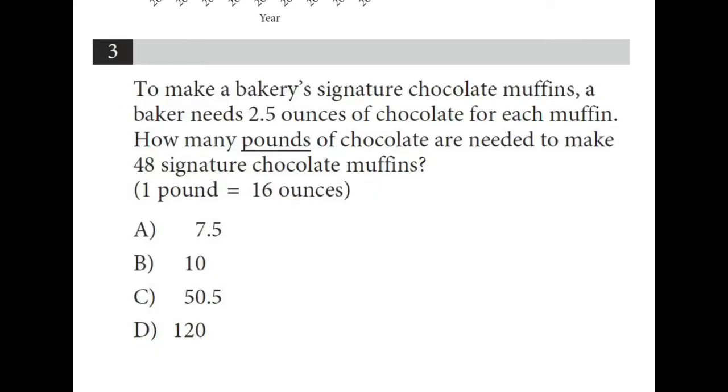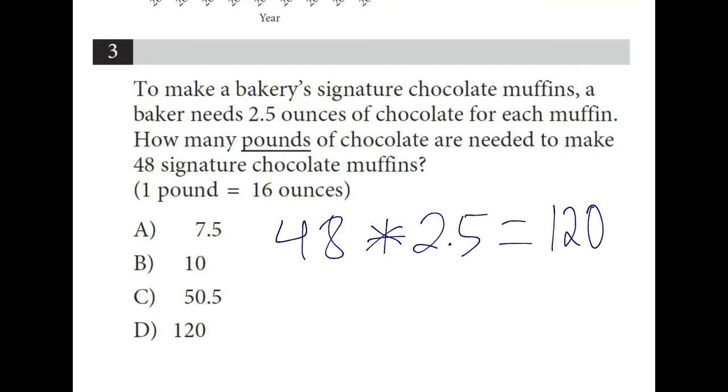Number 3. To make a bakery's signature chocolate muffins, a baker needs 2.5 ounces of chocolate for each muffin. How many pounds of chocolate are needed to make 48 signature chocolate muffins? So if we want 48 muffins, and we need 2.5 ounces for each, if we multiply this, we get 120 ounces total of chocolate. Then we divide by 16, because there are 16 ounces per pound, and we get our answer, 7.5.